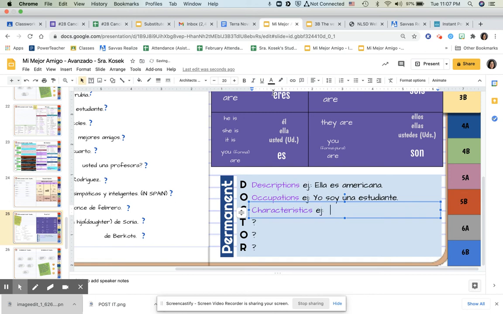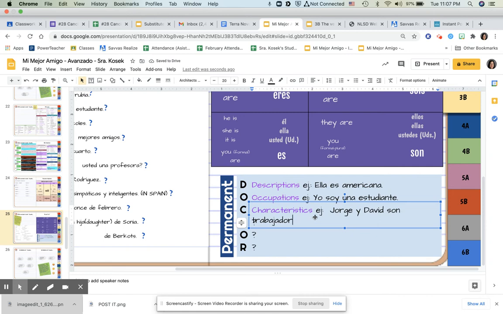So Jorge y David, and since it's Jorge and David, we would use son. And let's think of a description. Let's do hardworking. Remember, the word for hardworking is trabajador. That was too long of a sentence, señora.